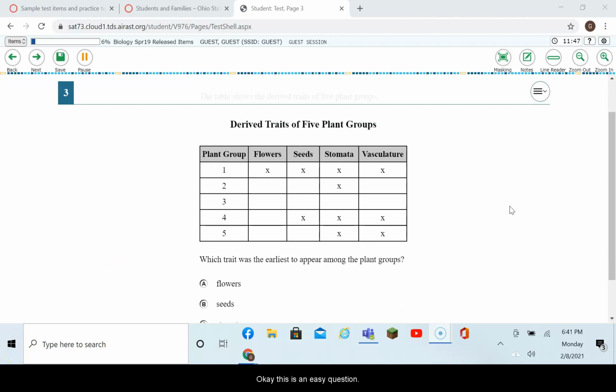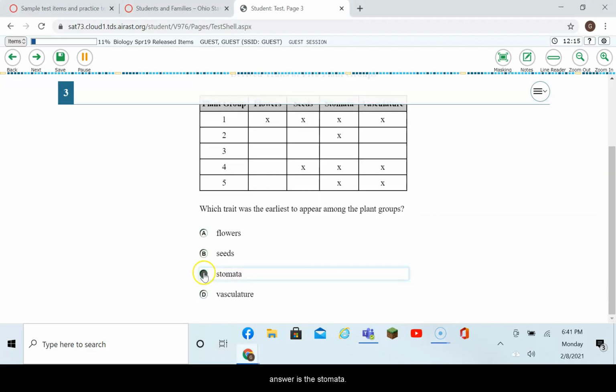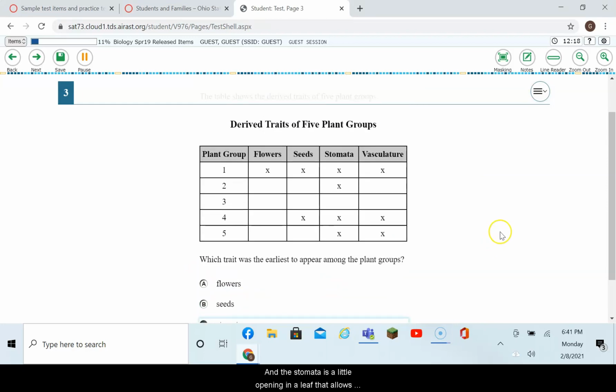Okay, this is an easy question, right? All we have to do is interpret this table, okay? The trait that exists in the most plant groups is the trait that was the earliest to appear. So if we look here, we see the flower just appeared in 1 plant group, seeds appeared in 2, the vasculature appeared in 3, but the stomata appeared in 4. Therefore, the correct answer is the stomata. And a stomata is a little opening in a leaf that allows the exchange of gases. See? Not a hard question at all.